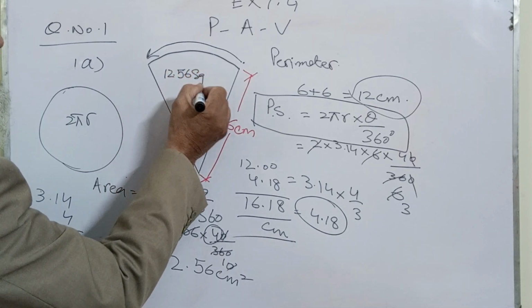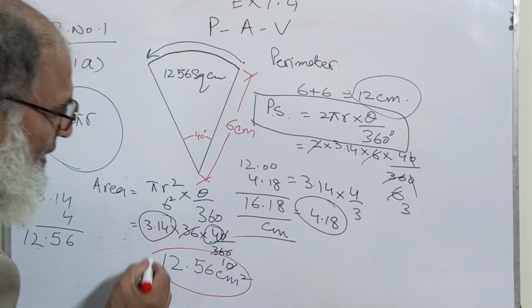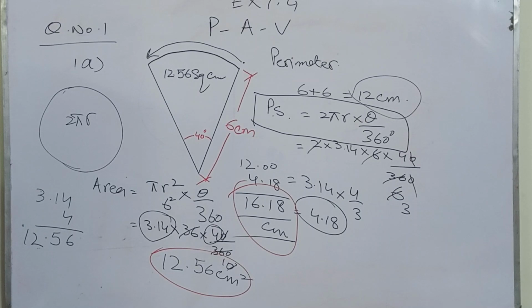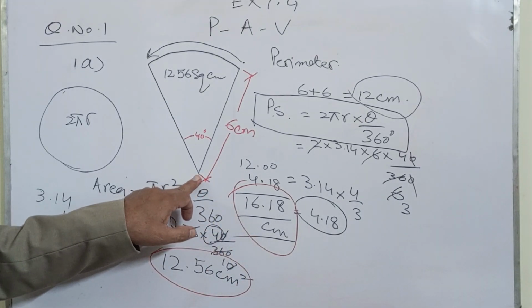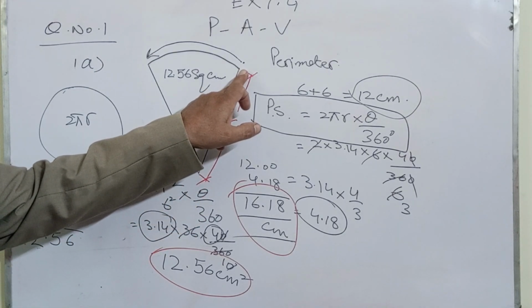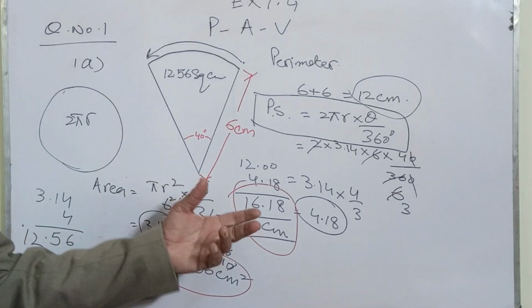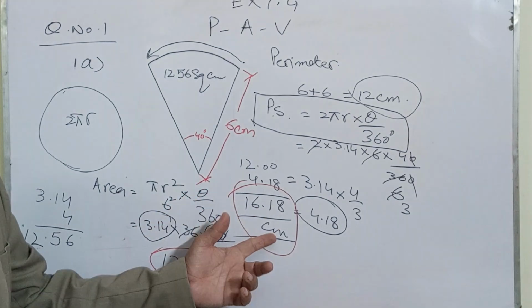12.56 square centimeter. Okay, so these are the two answers. Number one answer is this, and the other is this. This is the perimeter. You start your journey from here, travel up till here, then from here to here, and from here back to the starting point. You will be traveling this distance, 16.18 centimeter.